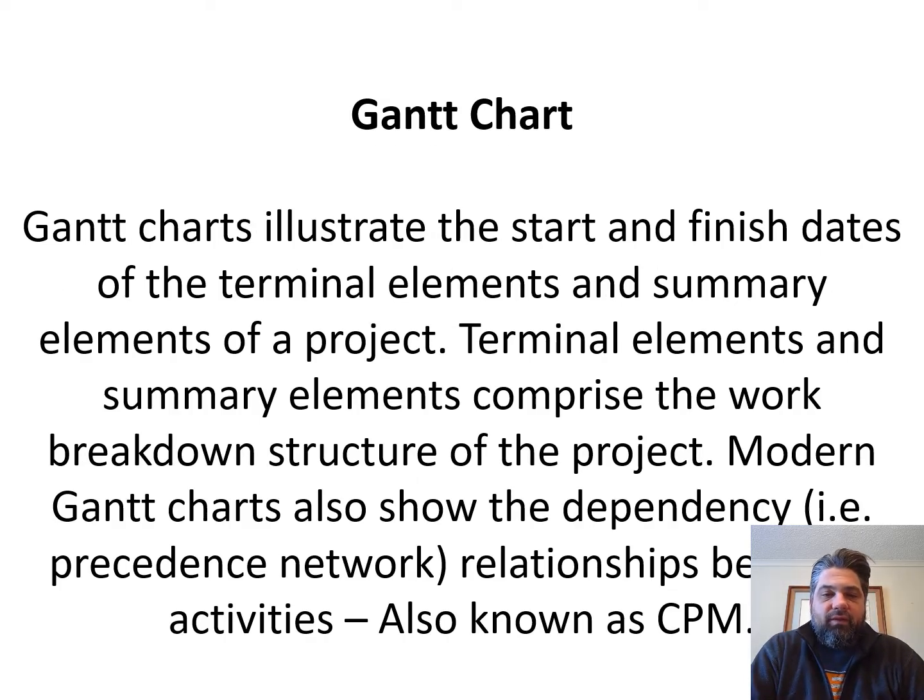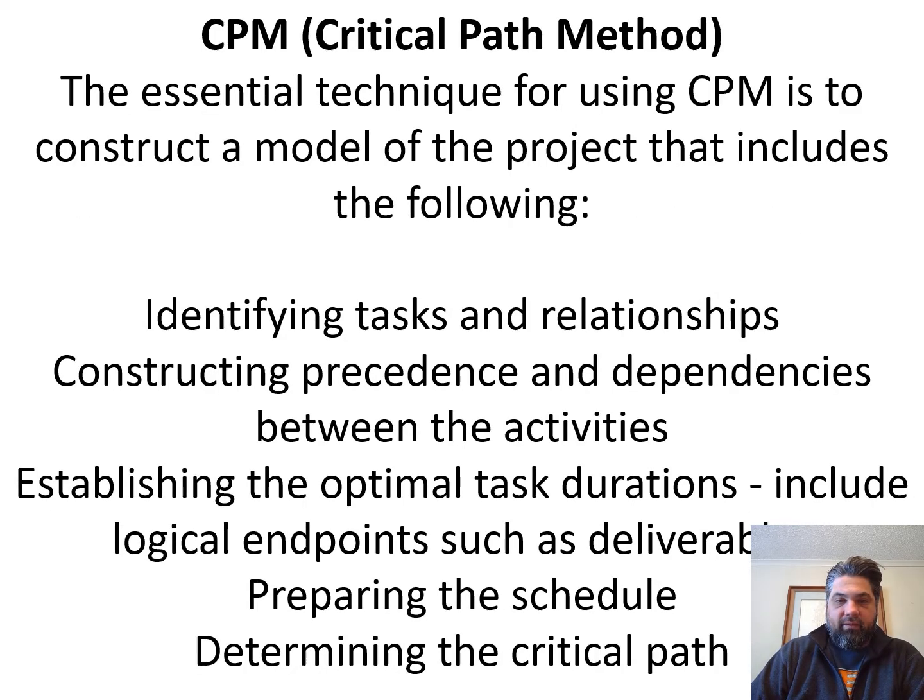So really what this does is it illustrates individual tasks, right? And then it can be broken down into any elements of a project, with start and finish dates, so that you can see the interrelationship of each of these tasks, their duration, and their start and stop dates. Now, modern Gantt charts show the dependency of work, and those are also known as critical path method.